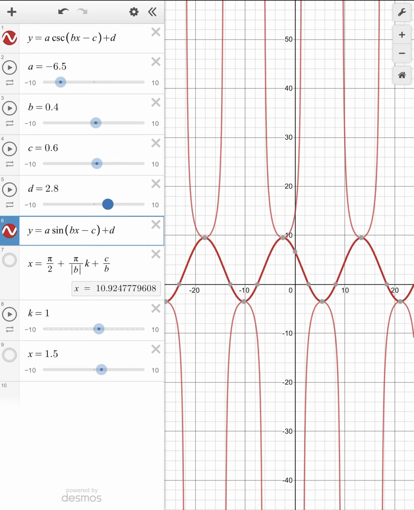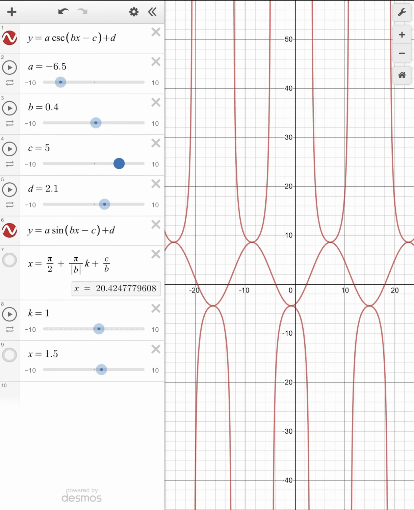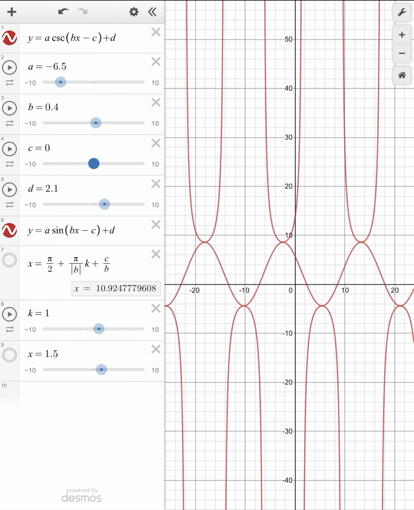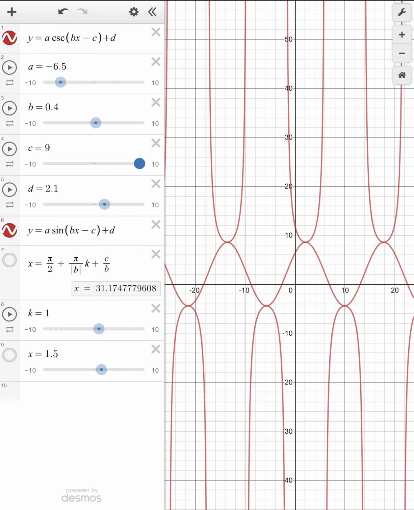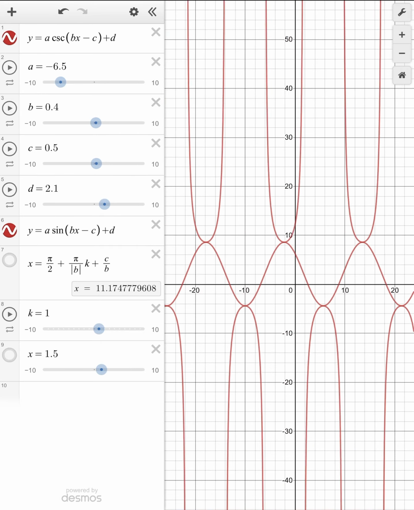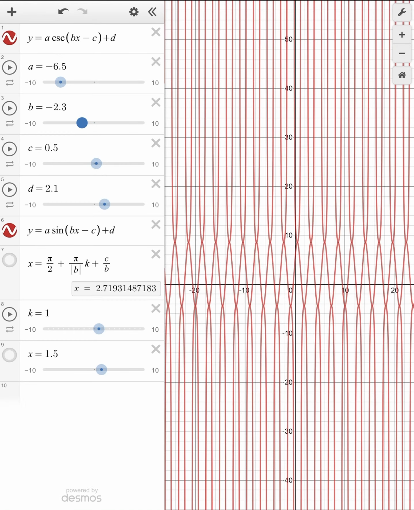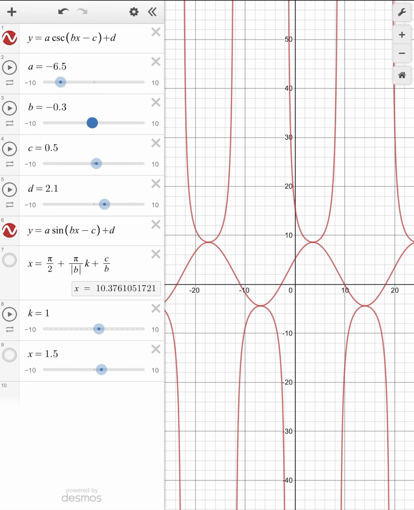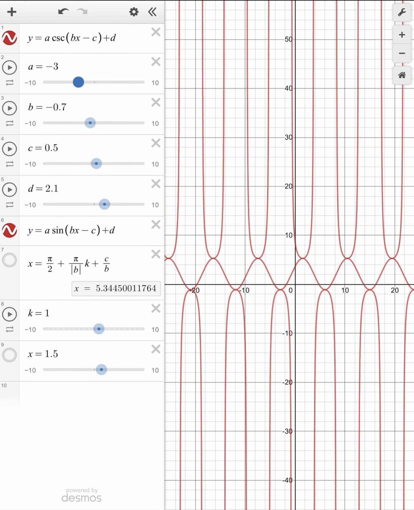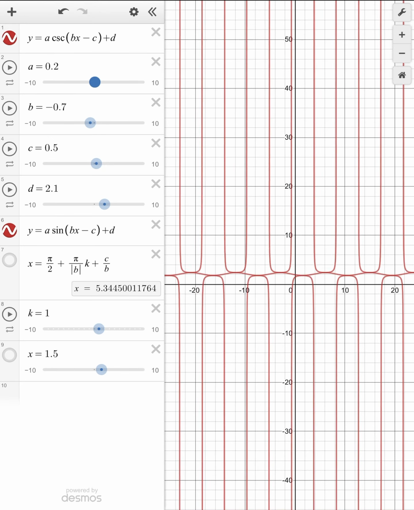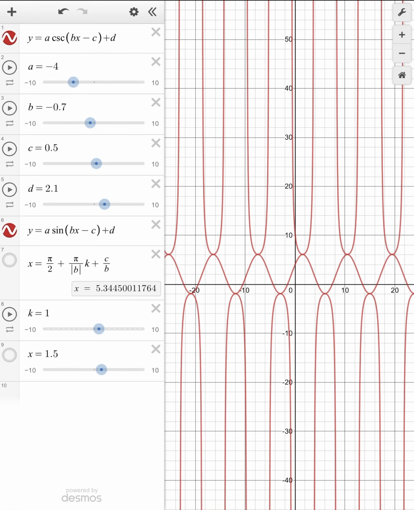I have asymptotes wherever my graph touches my midline. It doesn't matter if I do a phase shift. The asymptotes travel with the peaks and the valleys. I hope seeing this is helping you. But even if it's not helping you, it's definitely entertaining me. I love looking at this. I think it's beautiful.